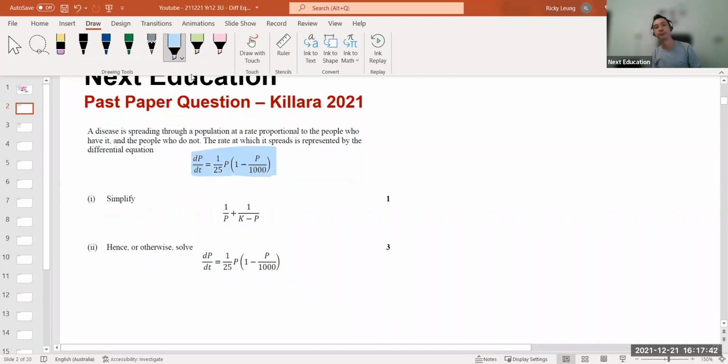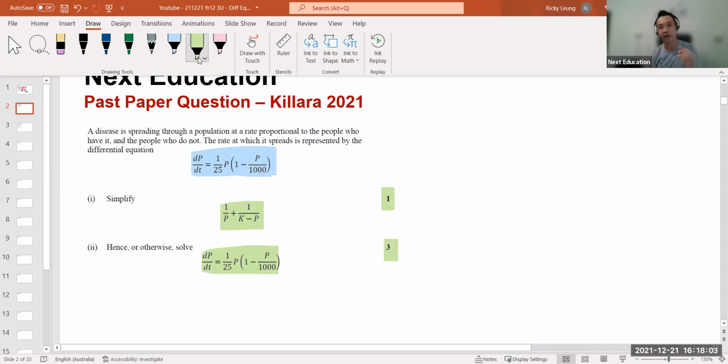Cool. Now, can you see the word simplify? They don't actually tell you to prove it, but simplify means the same thing, because that's going to help me integrate. And then part B, hence solve this. What do they mean by solve? They want me to prove that P equals that exponential equation. 1 mark for that, 3 marks for that.